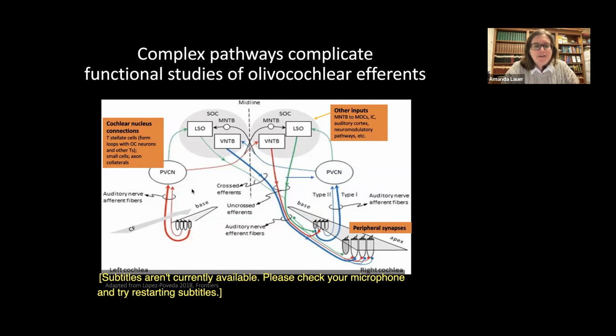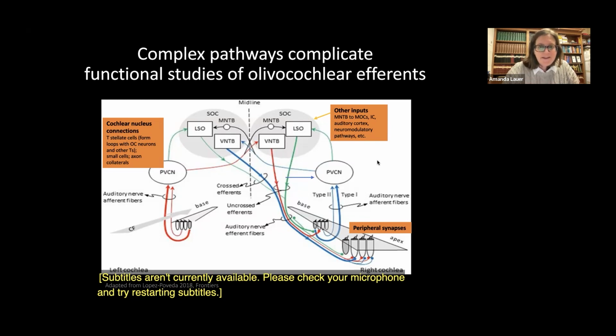So this would include the primary interneurons in the cochlear nucleus. There are some axon collaterals from the olivocochlear neurons to cochlear nucleus. And the system gets input from a lot of other sources, including inhibitory inputs from the superior olive, auditory cortex, inferior colliculus inputs, and also neuromodulatory pathways, so serotonin, dopamine, norepinephrine, things like that.